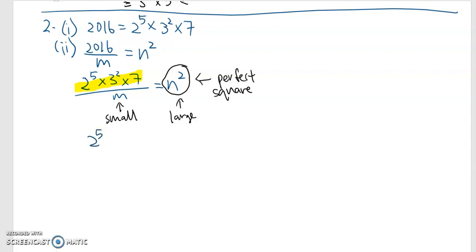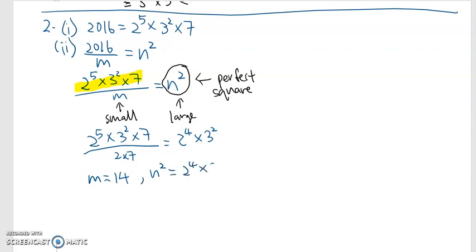2 to the power of 5, sorry. If I want to reduce it to n square, I'm going to reduce it to 2 to the power of 4, because I want n square to be as large as possible. So my m will need to have a 2 that I divide. Then 3 square is already a perfect square, so I'm not going to change it. 7 is not a perfect square, so I have to divide it by 7. So if I look at this, my m is actually 14, and my n square is 2 to the power of 4 times 3 square.